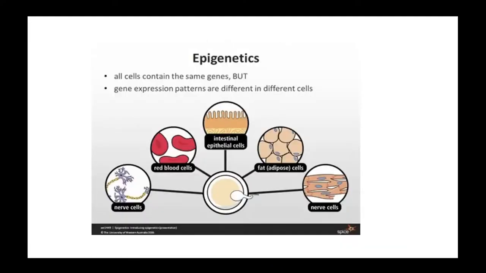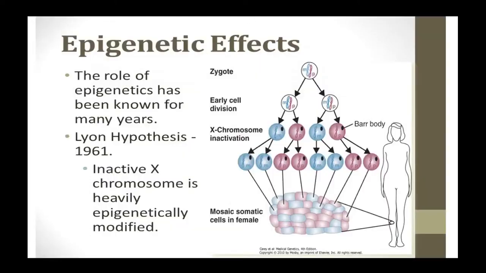Epigenetics is very important for differentiation of the cells of our body, because all cells of our body contain the same genes, but gene expression patterns are different in different cells. As a result of this, the differentiation of cells happens. The role of epigenetics has been known for many years.